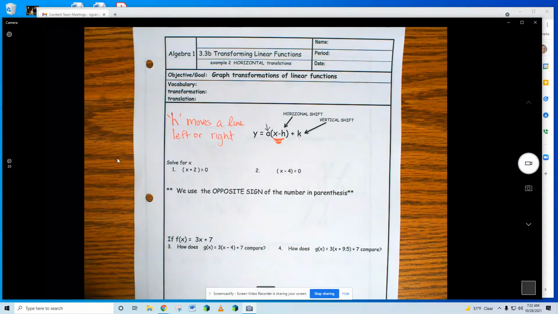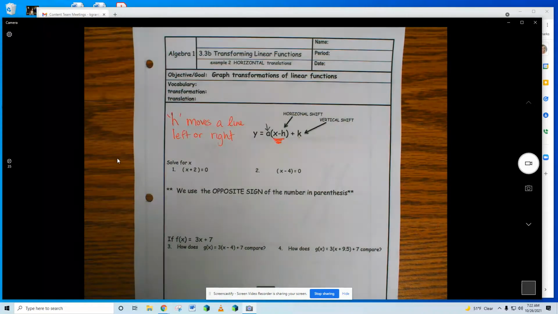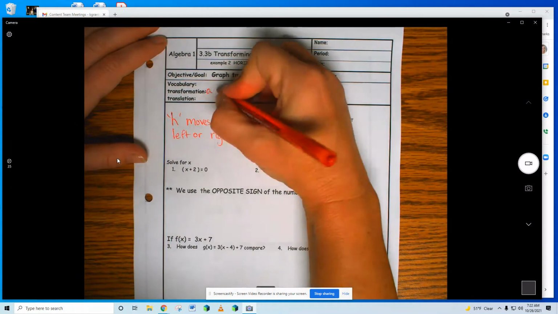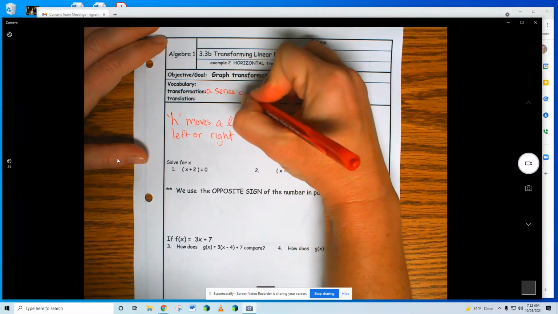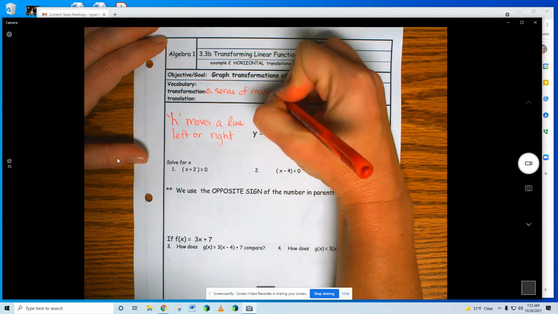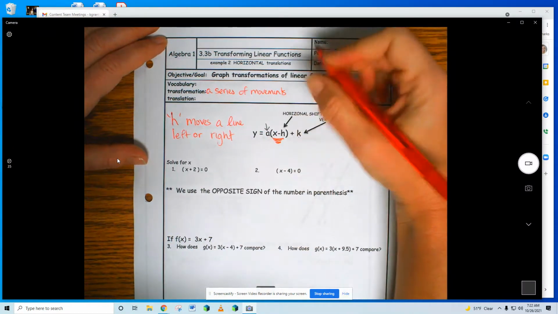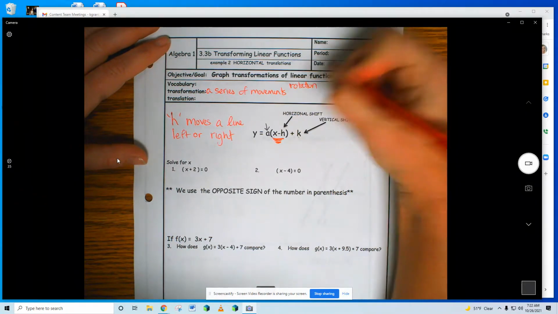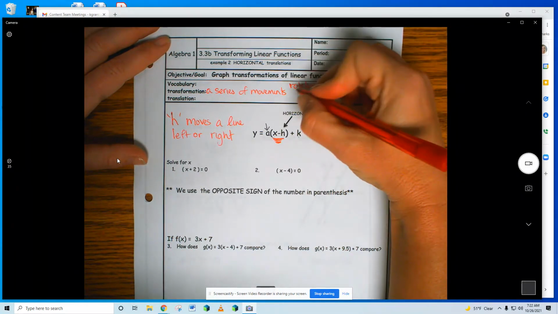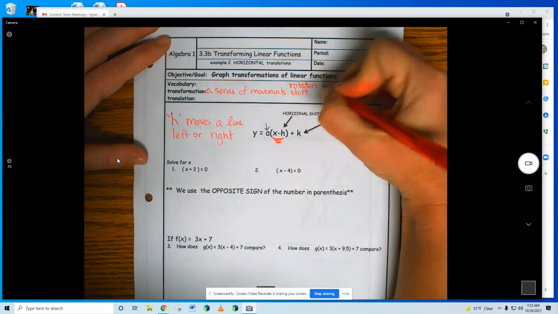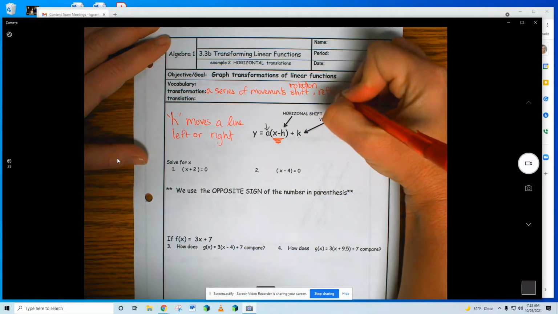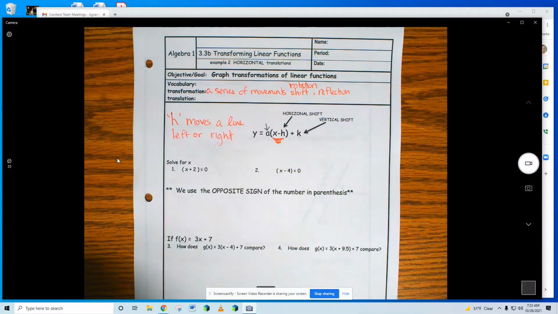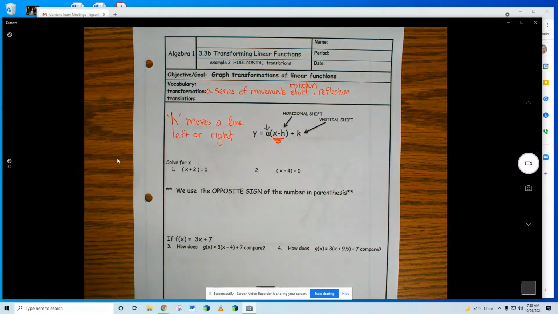Okay. The vocabulary. A transformation. A transformation is a series of movements and it could be a rotation, it could be a shift, it could be a reflection. I can make all sorts of movements. And this is also a geometry word, transformation. But today we're just going to move left or right.